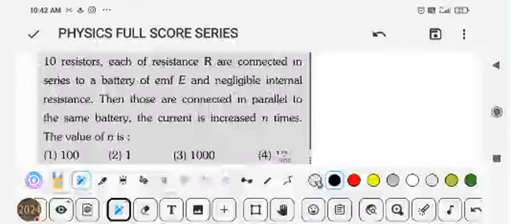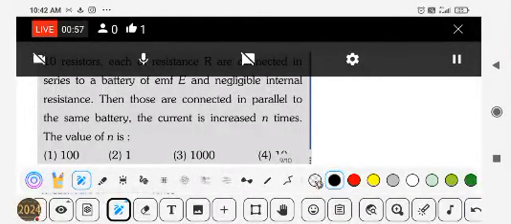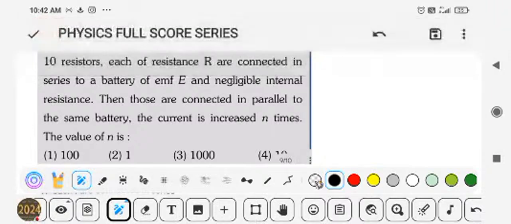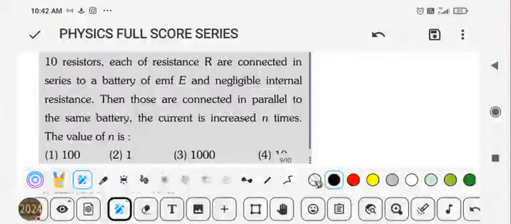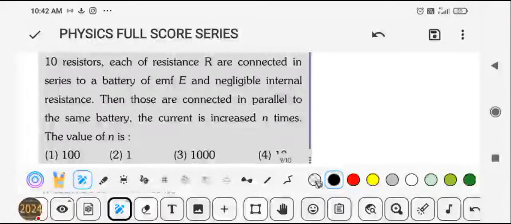Okay, let's start. First question: 10 resistance R are connected in series to a battery of EMF E and negligible internal resistance. Then those are connected in parallel to the same battery. The current is increased n times. The value of n is?